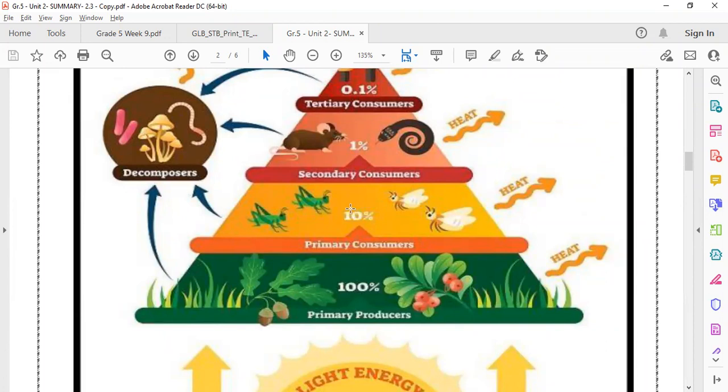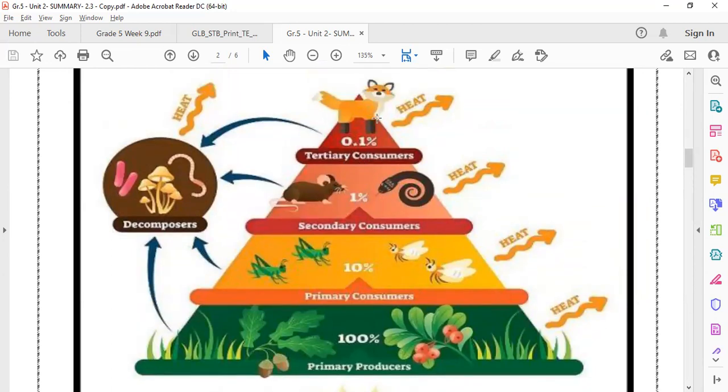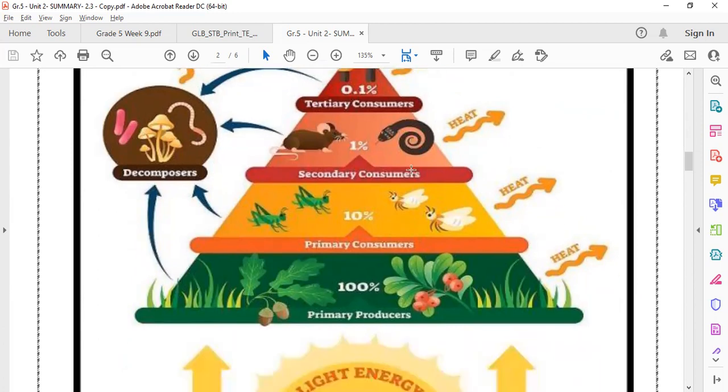Then, when the primary consumers are eaten by secondary consumers like rats and snakes, in this case 10% of the energy is transferred to these secondary organisms. 10% of the 10%, this means 1% only. Then the tertiary consumer, like the fox, takes only 0.1%. Okay, and as we studied, when any one of these organisms dies, the energy is transferred to the decomposers. Okay.